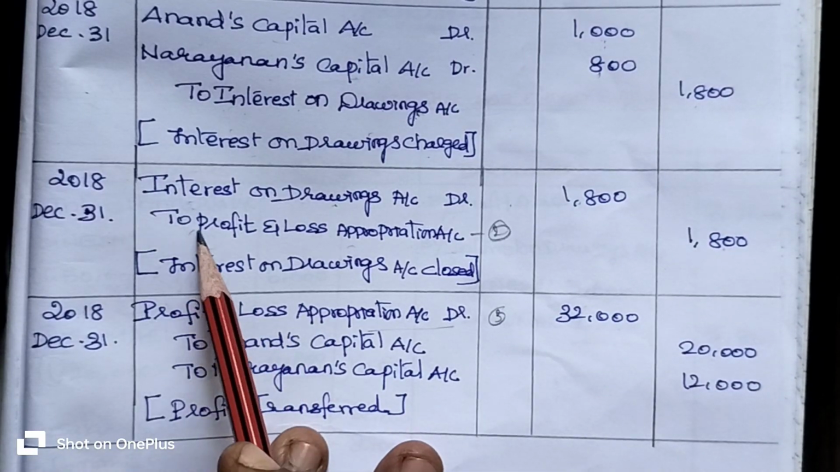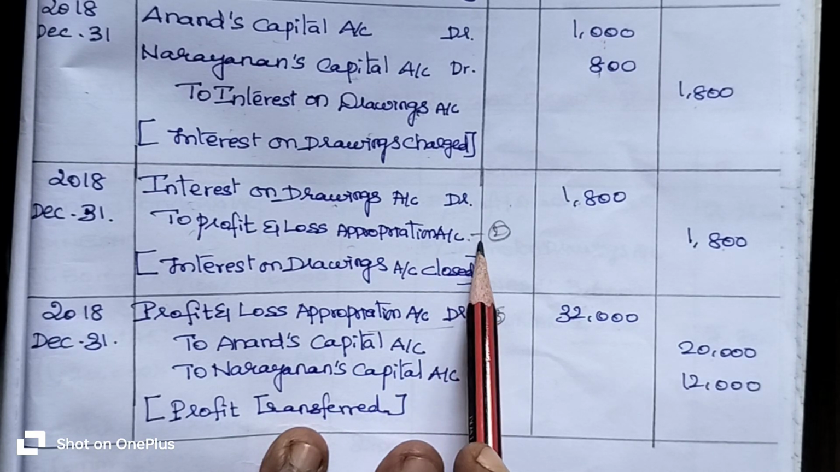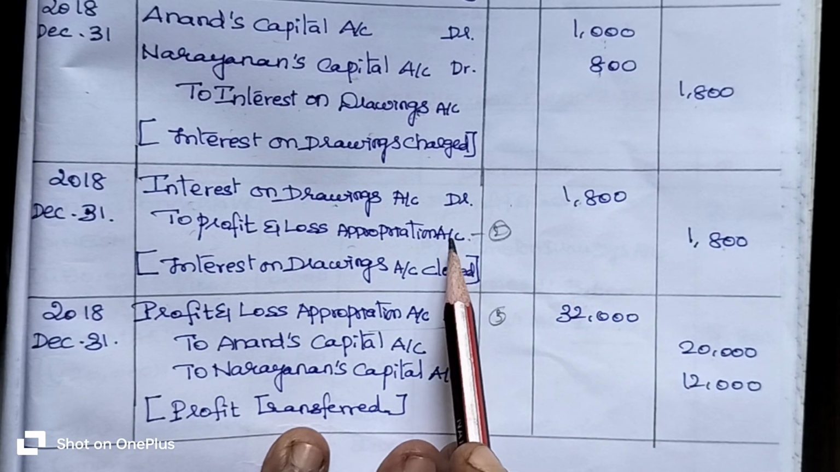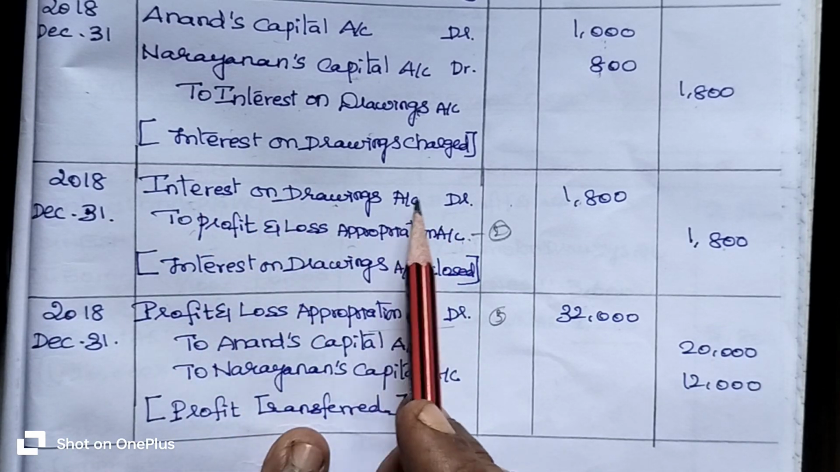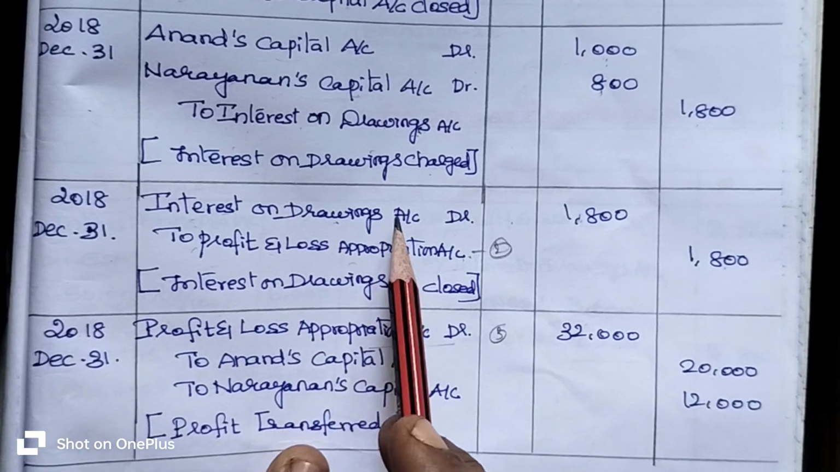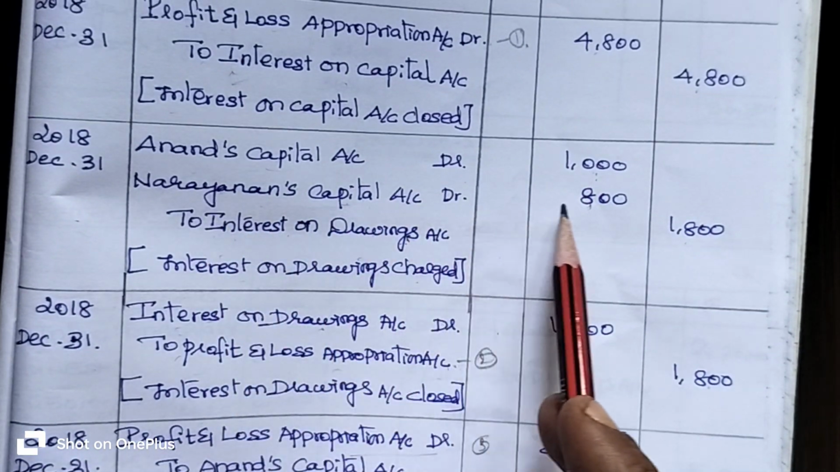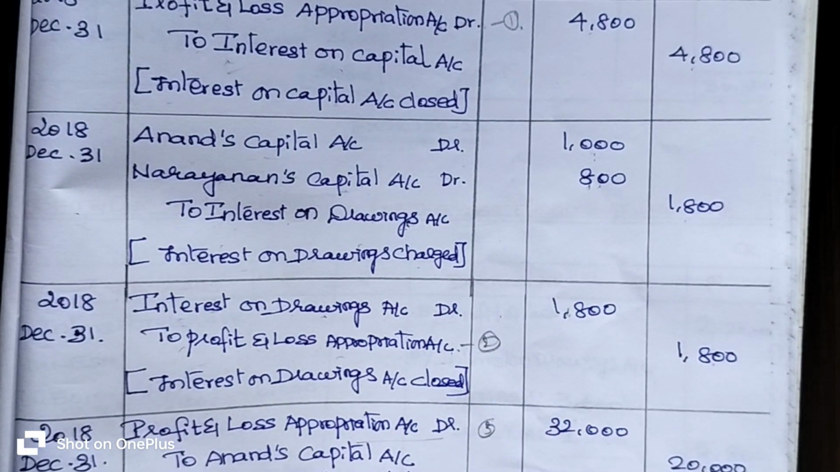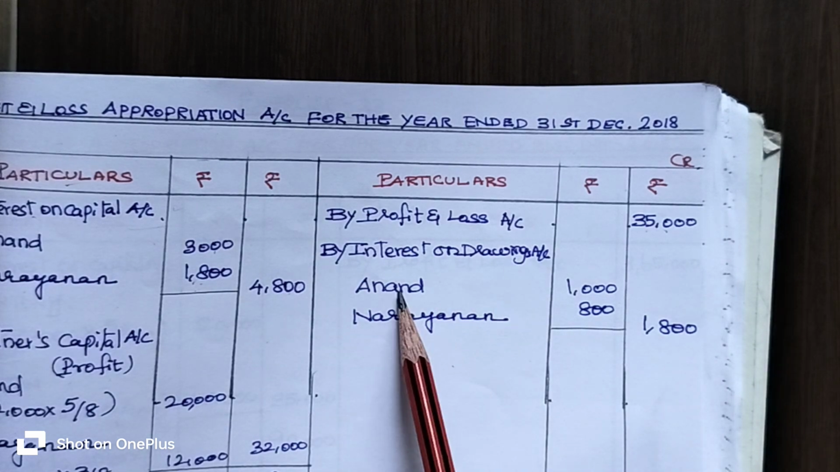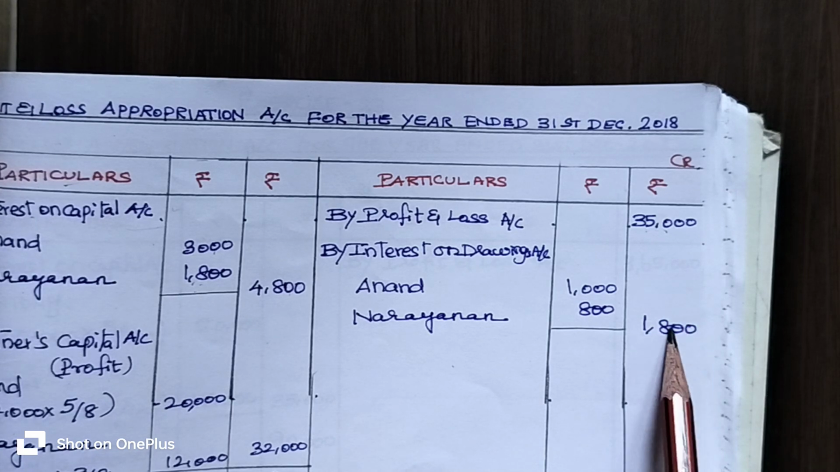Here the profit and loss appropriation account is on the credit side. So you go to the credit side in the ledger account. On the credit side you have to enter the opposite account, that is interest on drawings account, 1,800 rupees. Whose interest on drawing? Anand's interest on drawing 1,000 rupees and Narayan's interest on drawing 800 rupees. Enter it on the credit side, 1,800 rupees totally.